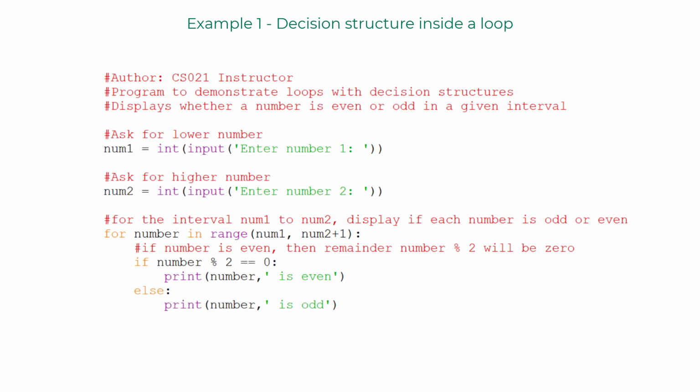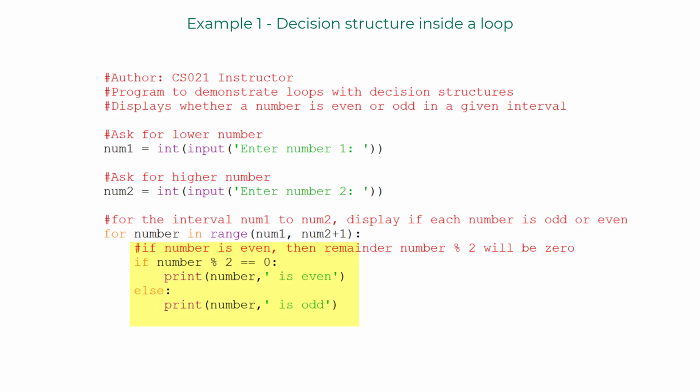And here's the program. First, we're taking the lower number and then we get the higher number as input from the user. And what we're going to do is write a for loop, and the range would be the lower number till the higher number, because it's exclusive, so we're going to add that +1 so that even number 2 is included in the range.